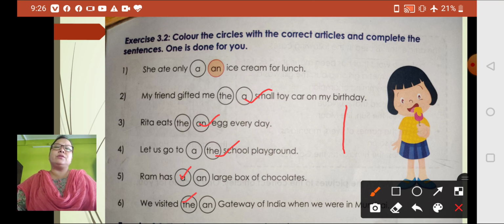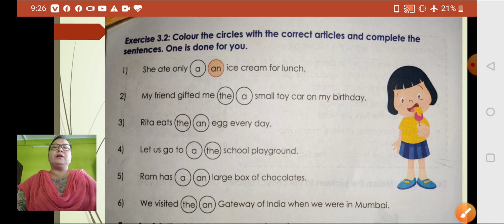So children, do this exercise, and the rest of the exercises you practice on your own, and then in our next class we will do all the other exercises. Okay, so this much for today.